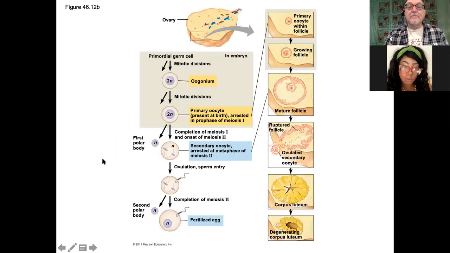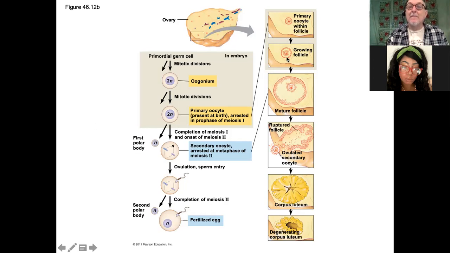Let me go back to here because this explains it a little bit better. So in the embryo, they form a primary oocyte, which is a cell which has started to undergo meiosis, but it stops. And it stops at prophase one. And all of them sit there in the ovary like that until one of them gets stimulated to go into development for the 28 days, that the ovulation that is regulated in human beings to a 28-day cycle.